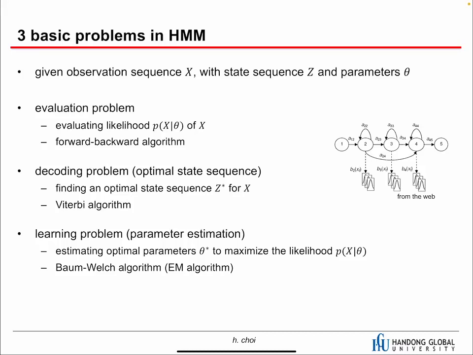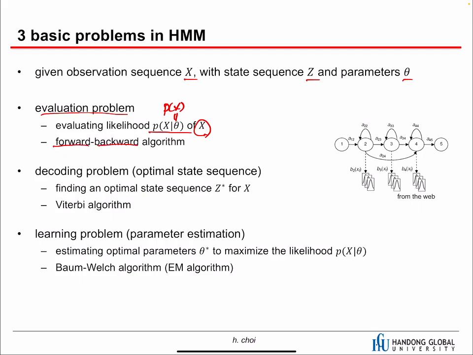And there are three basic problems in HMMs. Given observation sequence X, with the state sequence Z and the parameter theta. First one, evaluation problem. When we have an HMM, given a sequence X, we want to evaluate the likelihood of this sequence. So P of X. P of X is the same as P of X given theta because, as I said, theta is the parameters. So we're going to talk about the forward algorithm or backward algorithm.